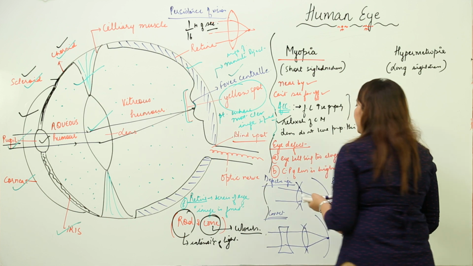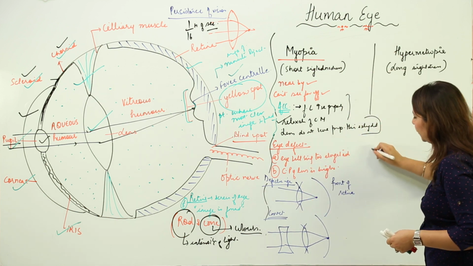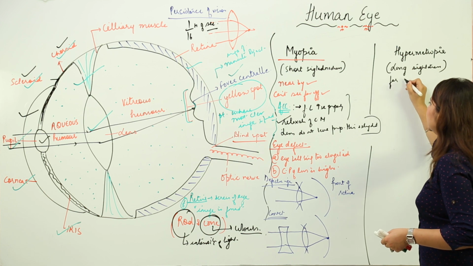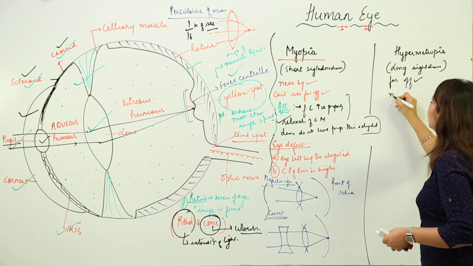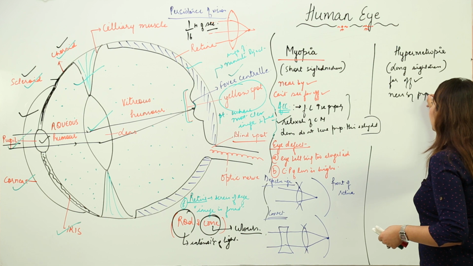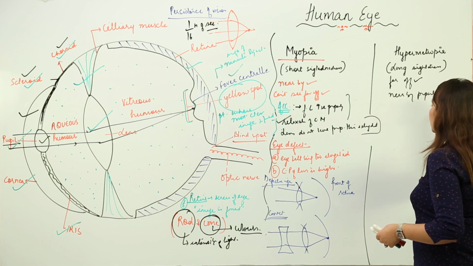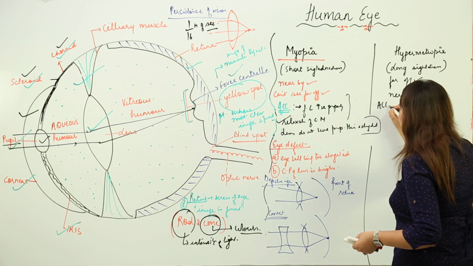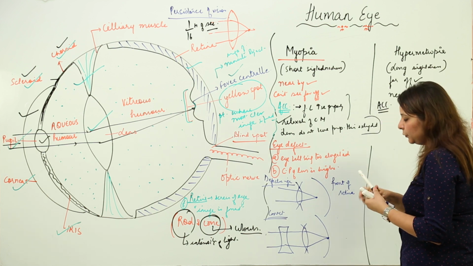Now coming on to hypermetropia, it is just opposite to it. Hypermetropia is long-sightedness. That means person can see far off clearly but cannot see nearby properly. Now again there will be an accommodation problem. So what can be an accommodation problem?